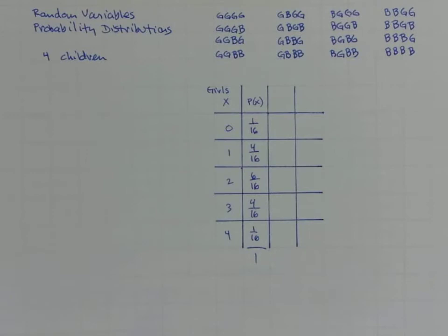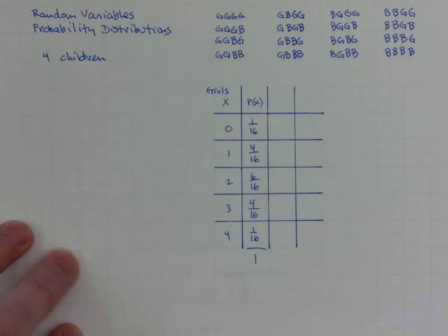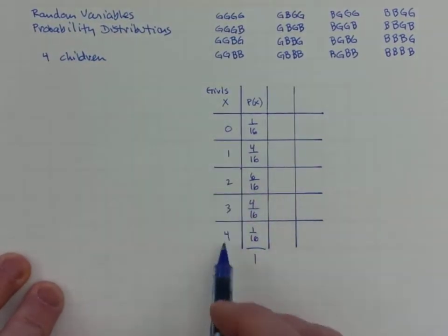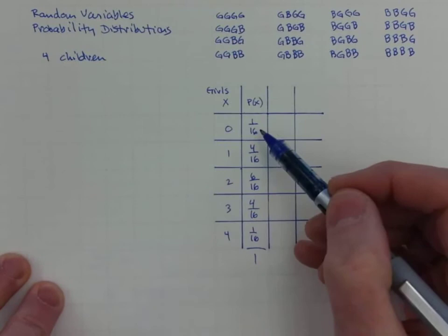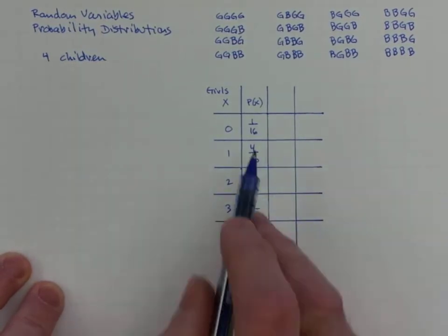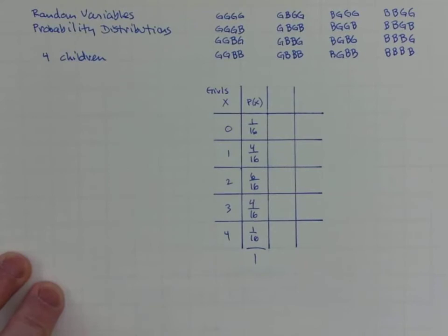And it might be worth taking note of these numbers 1, 4, 6, 4, 1 and seeing if you have maybe encountered them somewhere before. So here's an example of a random variable, a list of all the possible values that it can take on, and then the probability associated with each of those values. This table, as we've constructed it so far, is a probability distribution.